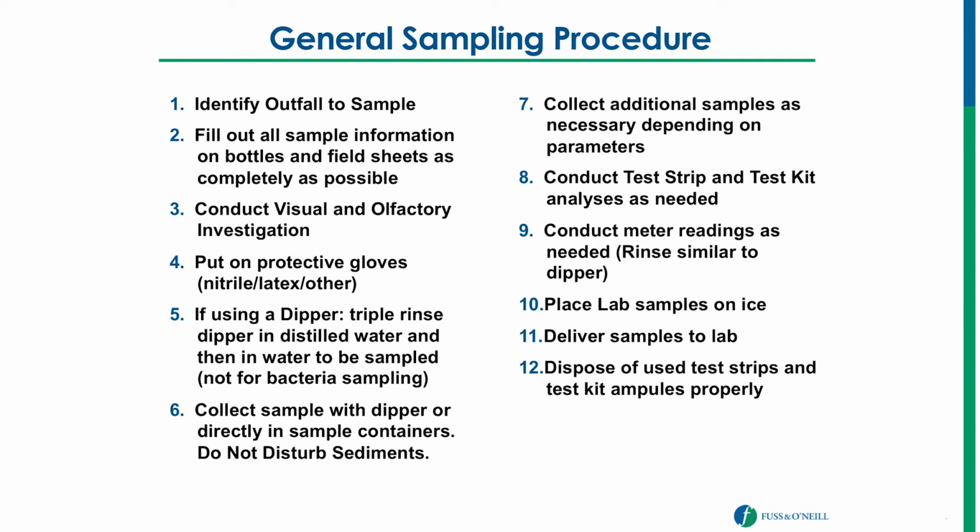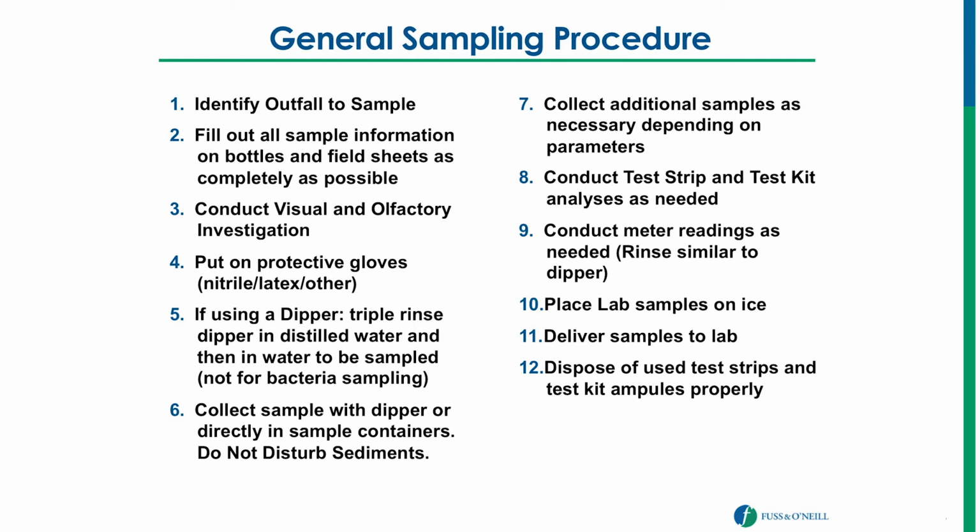So a general sampling procedure when you're out in the field: you will identify the outfall you want to sample. You'll probably have taken the time to identify a number of outfalls that you're going to sample or inspect in a given day. You'll fill out as much of the information on the field sheets and the sample bottles as you can before you actually take the sample. You will conduct your visual and olfactory investigation. You will put on your gloves to take your sample.